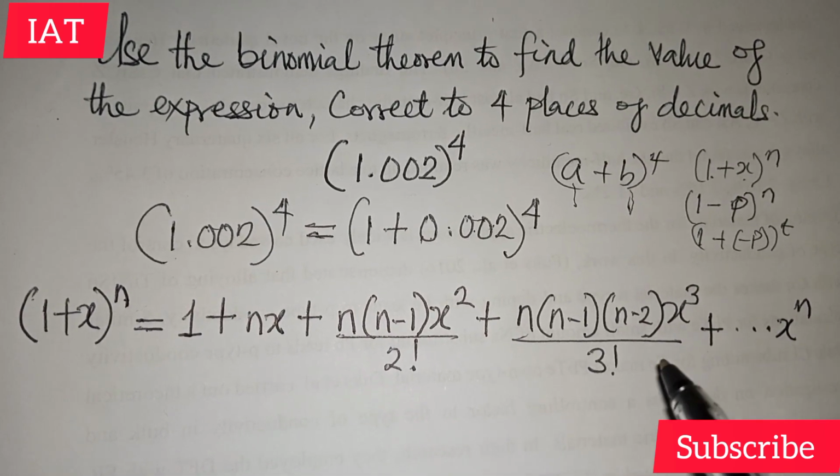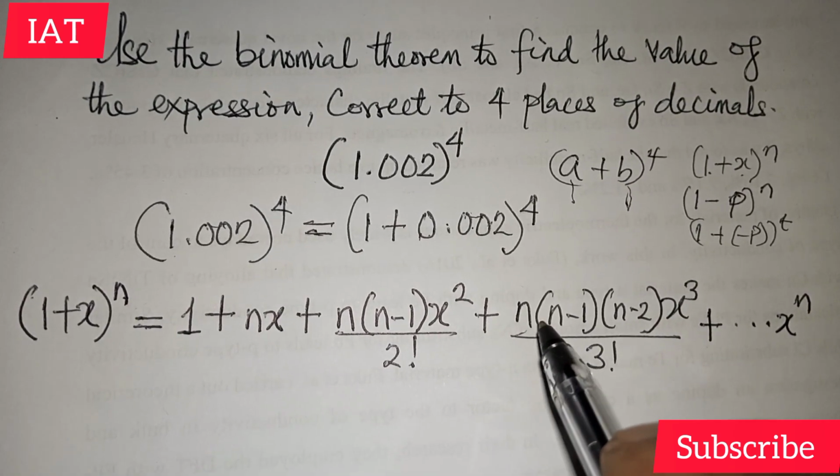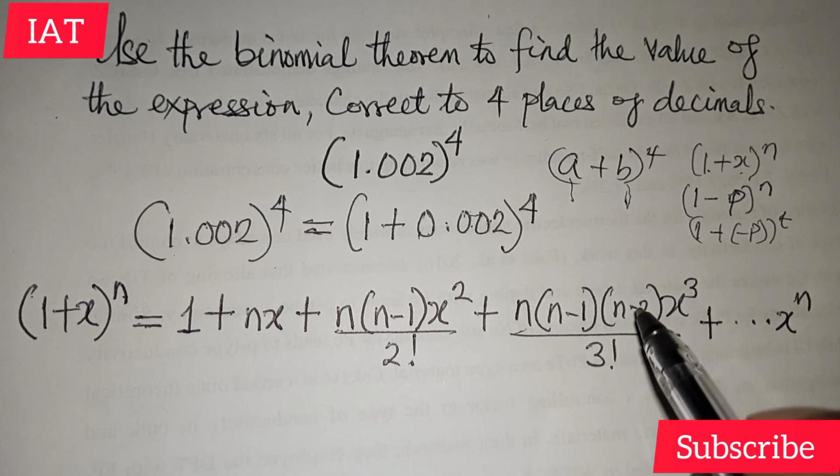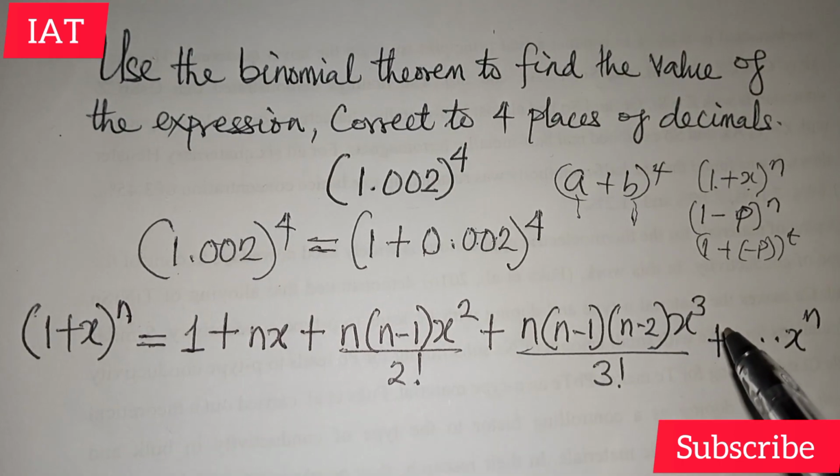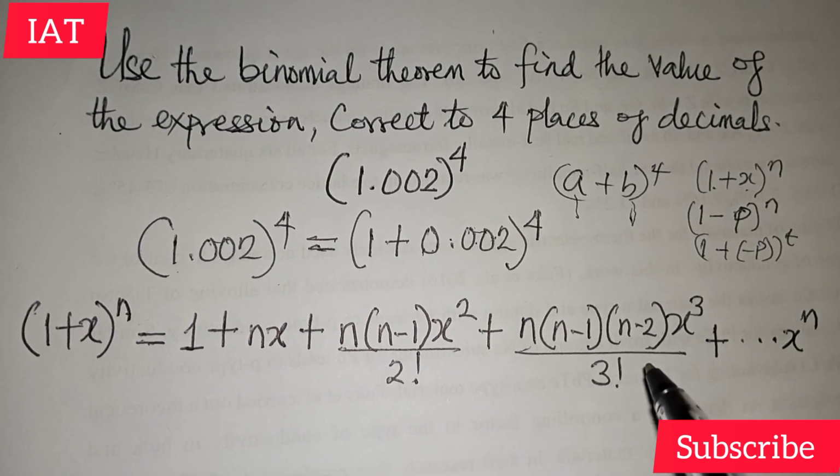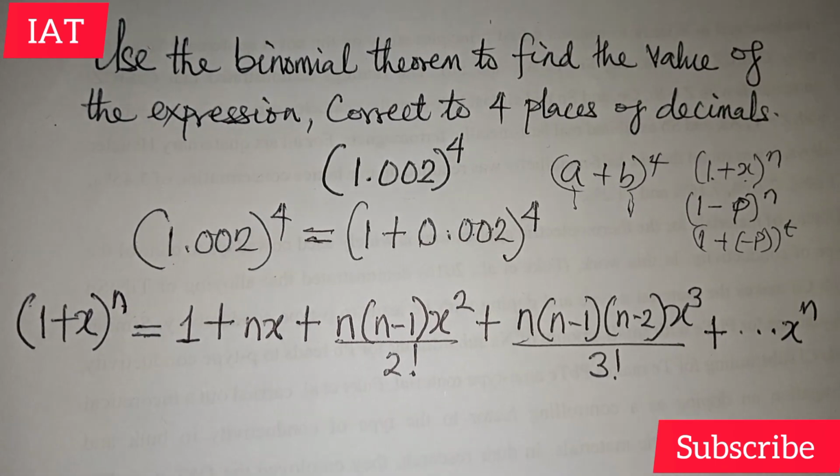Because if you continue with the next term, you have n into n minus 1 into n minus 2 into n minus 3, x to the power of 4 all over 4 factorial. That's how I keep going.